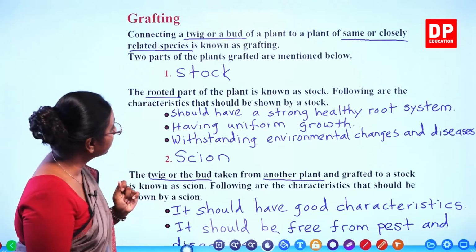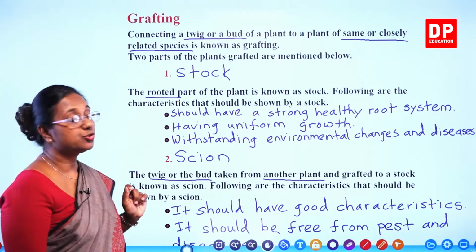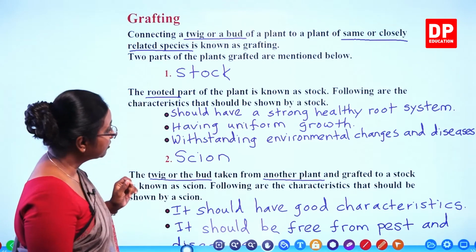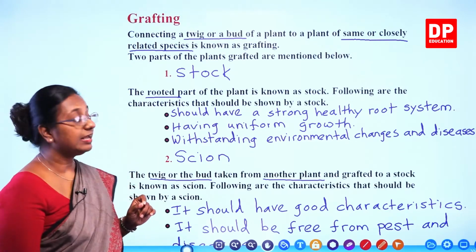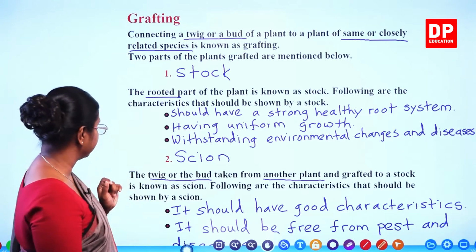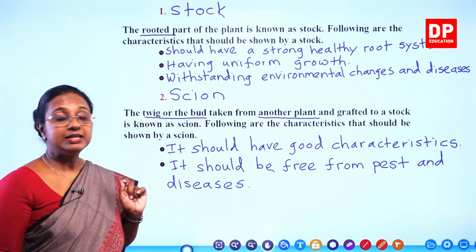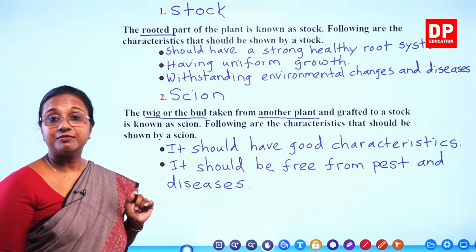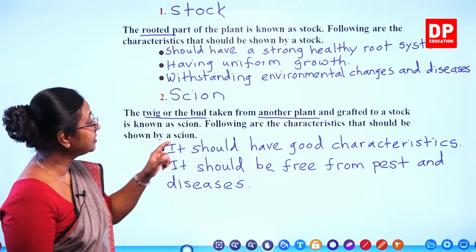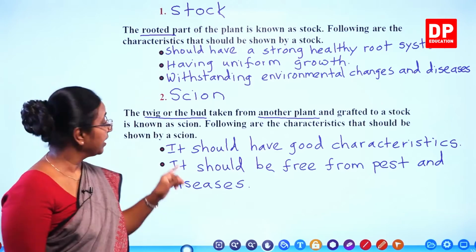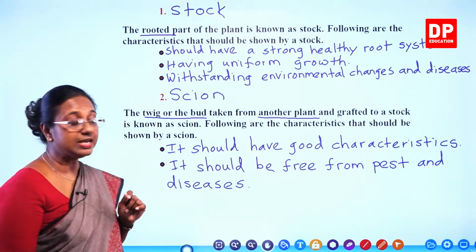The rooted part of the plant is known as the stalk, and following are the characteristics that should be shown by a stalk. It should have a strong healthy root system, having uniform growth and also withstanding environmental changes and diseases. Then if we look at the scion, a twig or bud taken from another plant and grafted to a stalk is known as scion. And following are the characteristics that should be shown by a scion. It should have good characteristics and it should be free from pests and diseases.